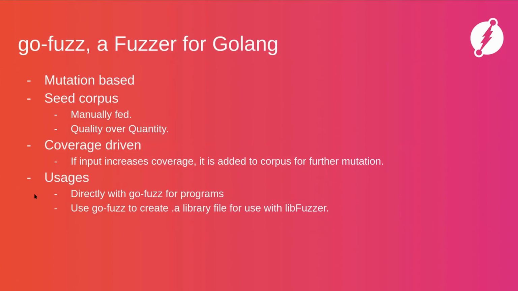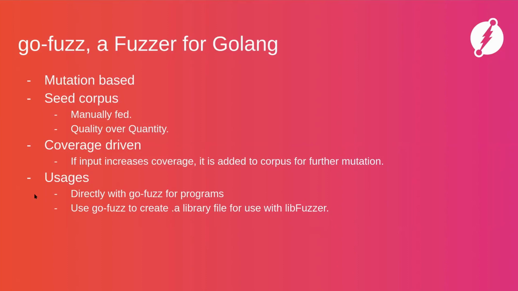And one thing to note is that the seed corpus, especially for go-fuzz, should contain a diversity of inputs instead of a large number of inputs. So try to have your seed corpus encompass a lot of different types of input that cover many different areas of the software that you're trying to test, versus just similar inputs being fed into the seed. Go-fuzz is also coverage driven, which means it will mutate an input if it increases your coverage and it is a valid input, and it will decrease the priority of the input if it is not a valid input or it does not increase coverage.